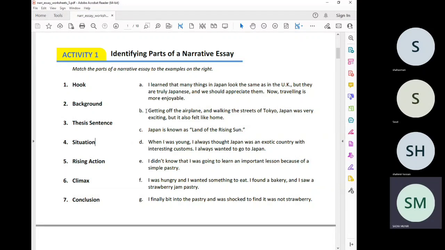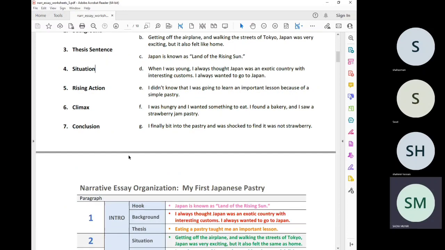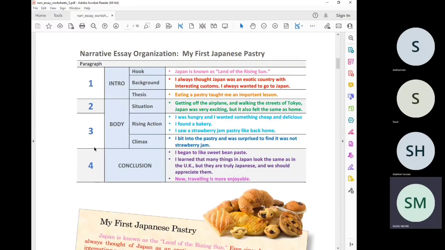Now they have given different parts over here, and the students are supposed to actually match the columns. You can do it at home and later on show it to me in the classroom. Now this is one example. The topic is called My First Japanese Pastry. Now look at the hook. First we have introduction, in which we are going to talk about hook.